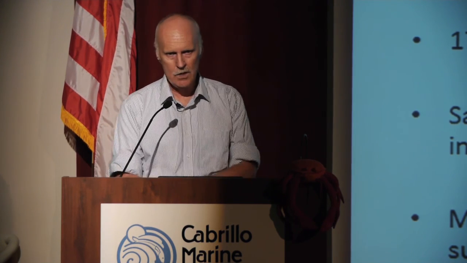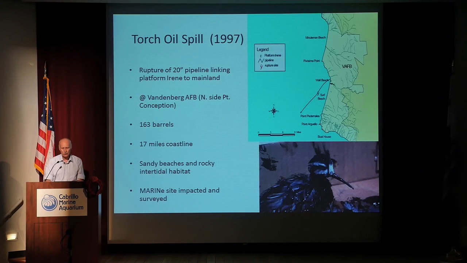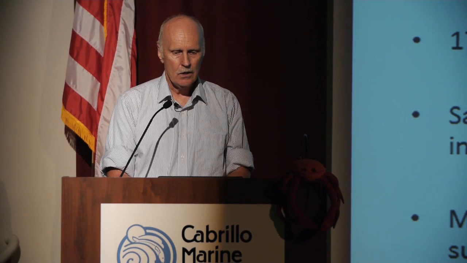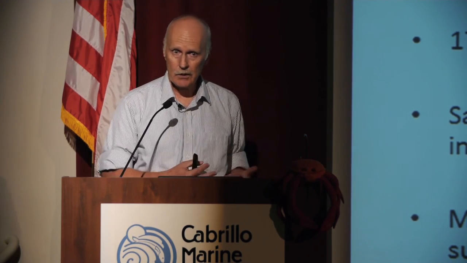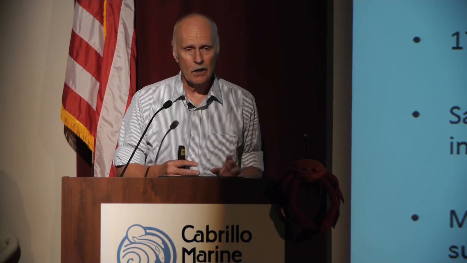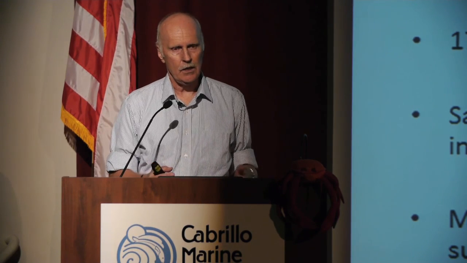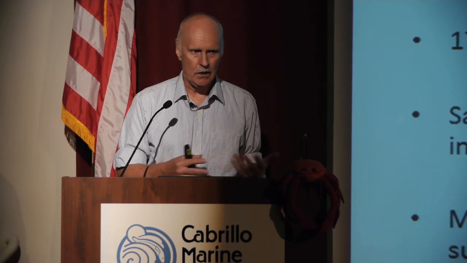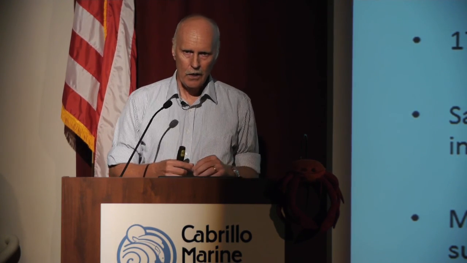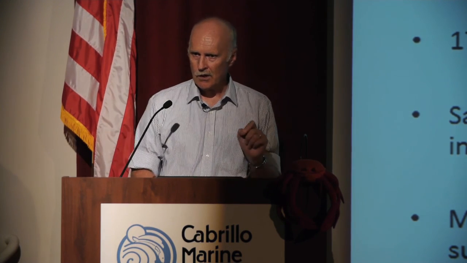The first spill that we were able to use our data for was a Torch oil spill off of Vandenberg Air Force Base in 1997. And this was not a tanker, it wasn't an oil platform, it was a pipeline that leaked. And it hit some of our sites and it didn't hit some of our sites. And so we were able to use that comparison to try to tease things apart. It turns out that there was a 1998 El Niño, so it happened when there was a lot going on oceanographically and a lot of natural changes.